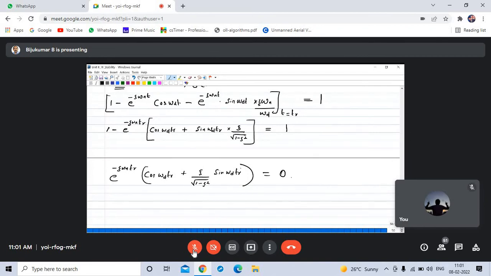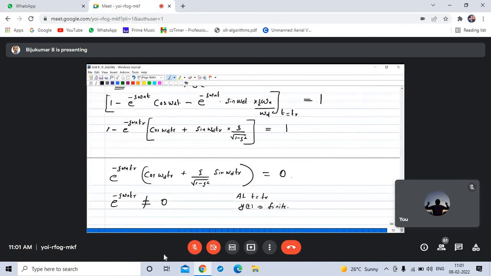So how to solve this? It has two sections, right? One is e power minus zeta omega n tr. You can see whether e power minus zeta omega n tr is 0 at t equal to tr. Because at t equal to tr, your output response is just a finite value, right? tr is a finite value. It is not going to infinity, right? So we cannot say it is 0.